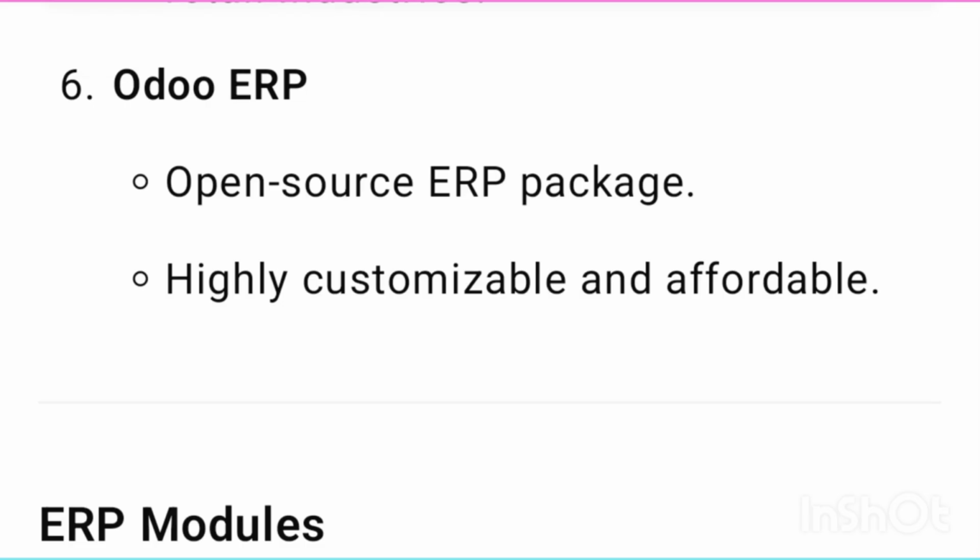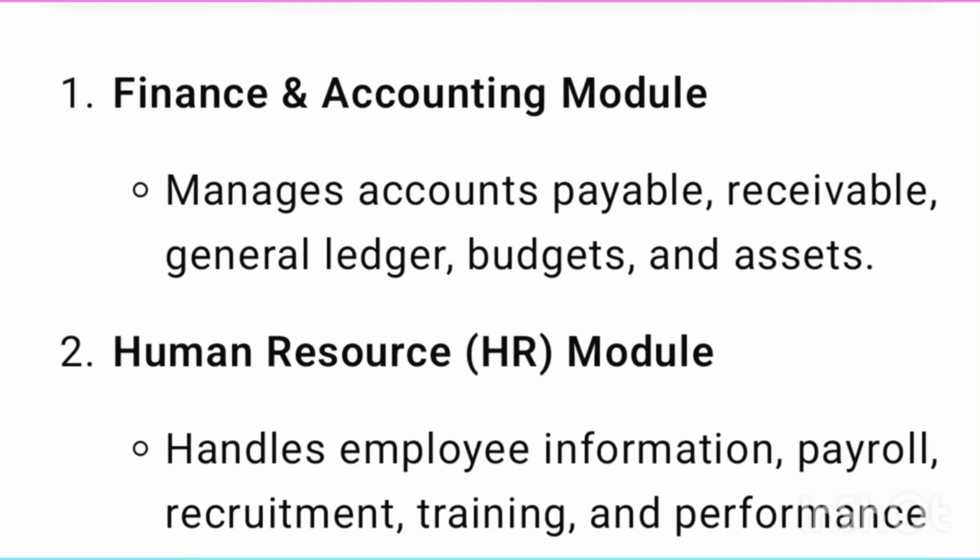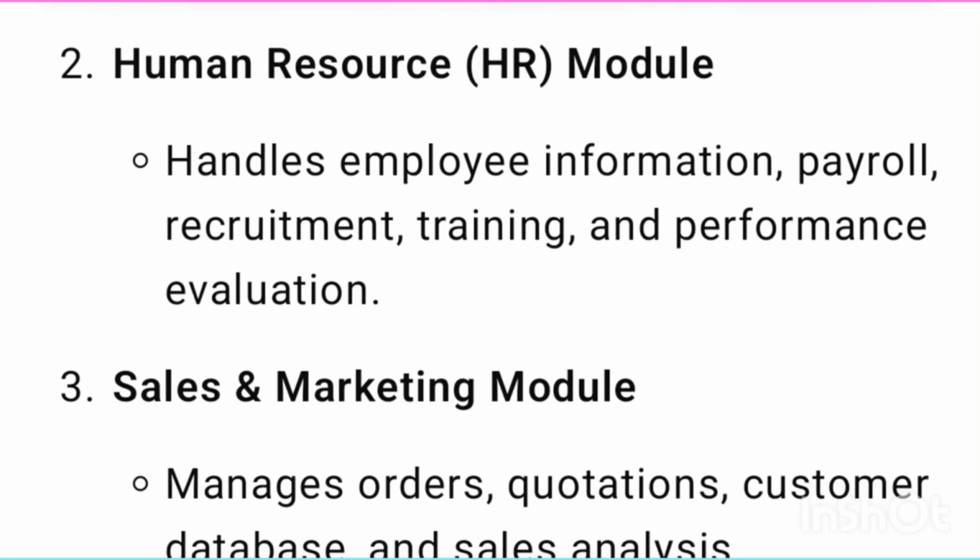ERP modules. ERP systems are divided into functional modules that handle specific business processes. Common modules include 1. Finance and accounting module manages accounts payable, receivable, general ledger, budgets, and assets. 2. Human resource HR module handles employee information, payroll, recruitment, training, and performance evaluation.